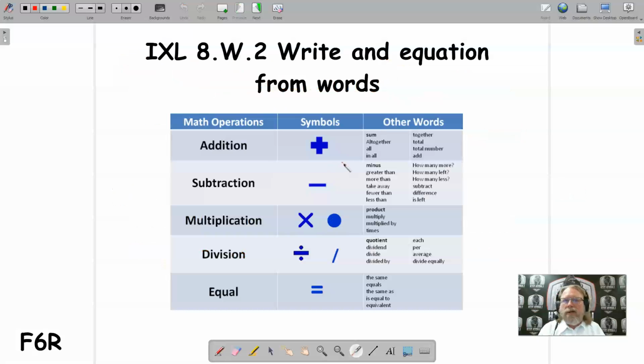All right. So those are all of my examples for IXL 8.W.2, Write an equation from words. Good luck on your activity.